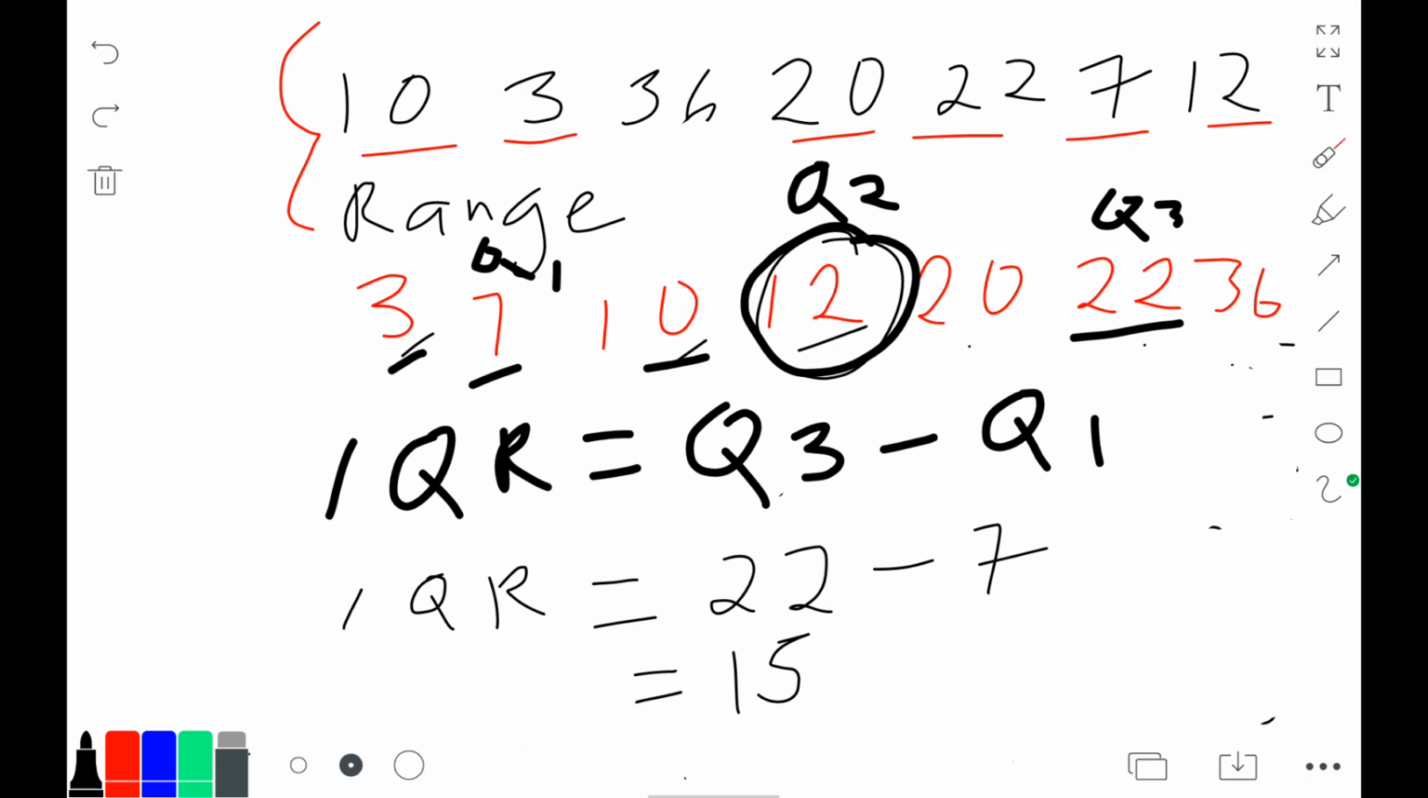So how do we calculate the standard deviation? For standard deviation, I'm going to show you the simple method using Casio.